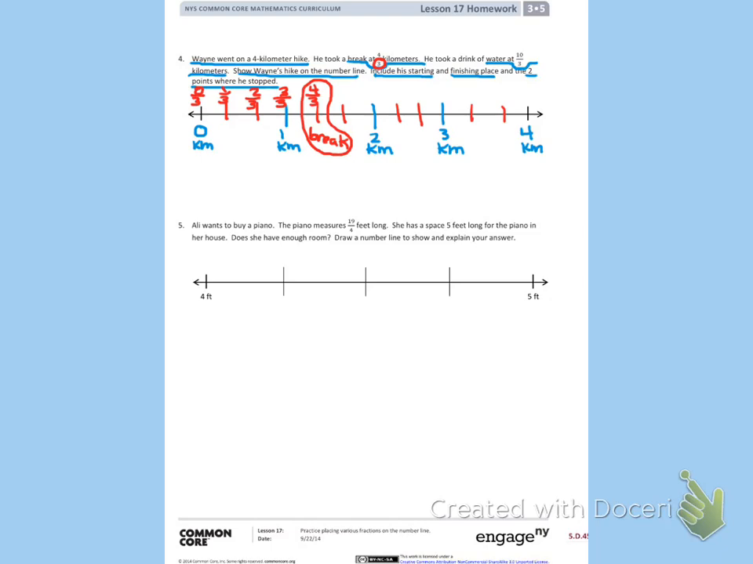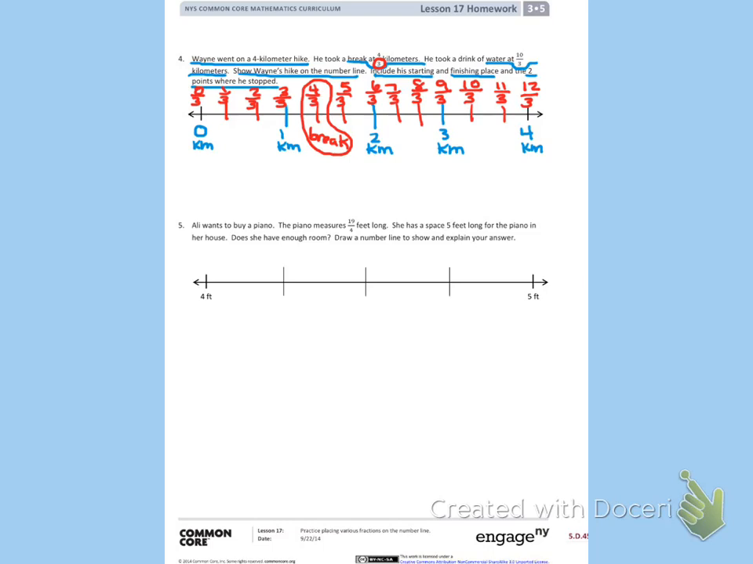After 4/3 comes 5/3, 6/3, 7/3, 8/3, 9/3, 10/3, 11/3, 12/3. The directions tell me I'm supposed to label both places where he stopped.